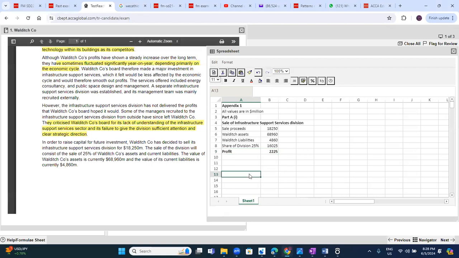Okay. This is the profit, 2,225. One thing: convert all the figures so that they are separated with a comma in this way. Select all data and separate it with commas. This is the profit. You can highlight this. This is part one. We have solved part one.